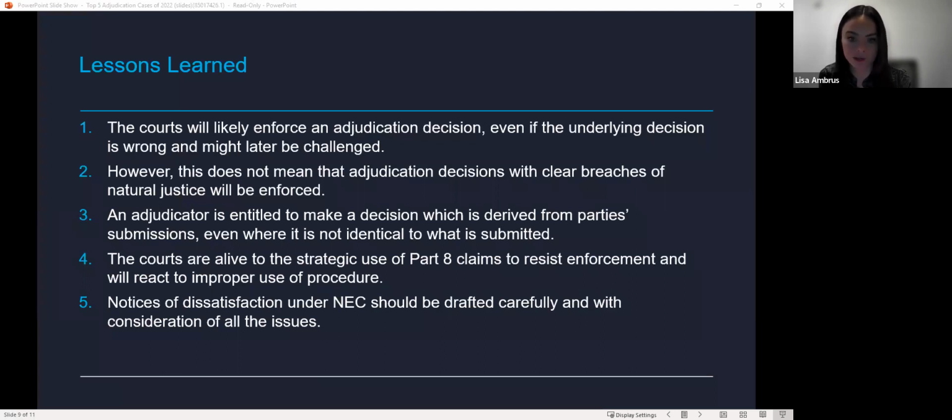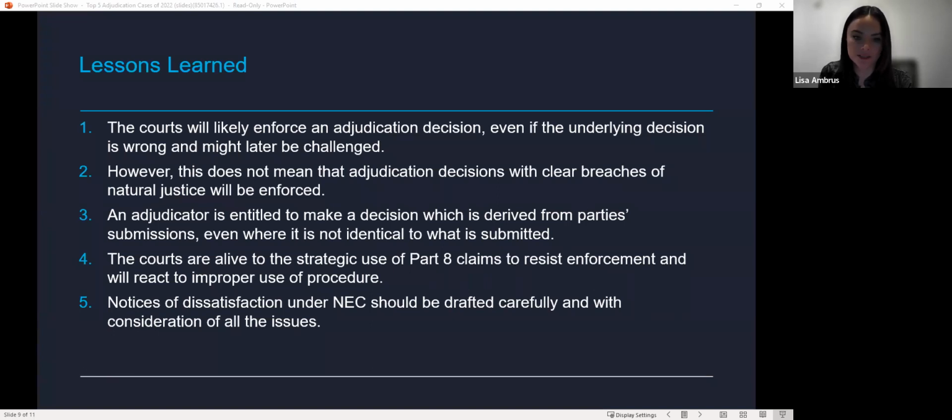But an adjudicator cannot go on a frolic on their own, as the line may not always be clear and can be fact dependent. The courts are also alive to the strategic use of Part 8 claims to resist enforcement and will react to the improper use of procedure by ordering significant costs against the party at fault. Cost implications can be high compared with the short-term gain of resisting payment of an adjudication decision. The courts will also only interfere with the decision of an adjudicator in limited circumstances, and the correct approach to challenge the substance of a decision in enforcement would be to utilise the Part 7 procedure, which allows for a detailed consideration of the facts.